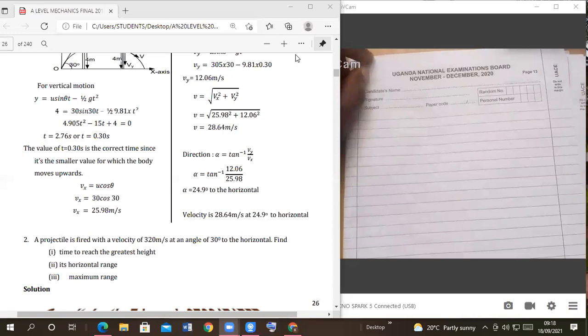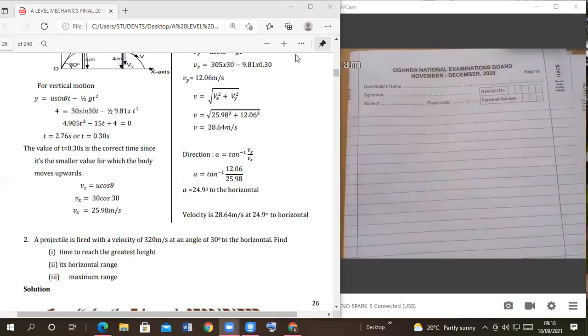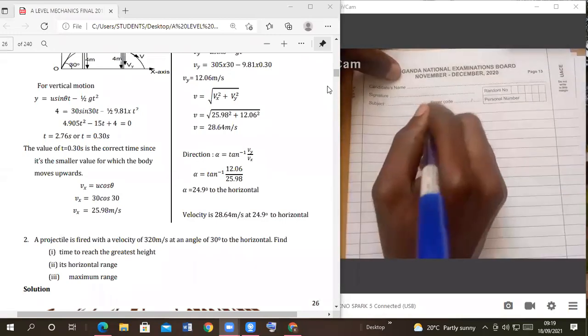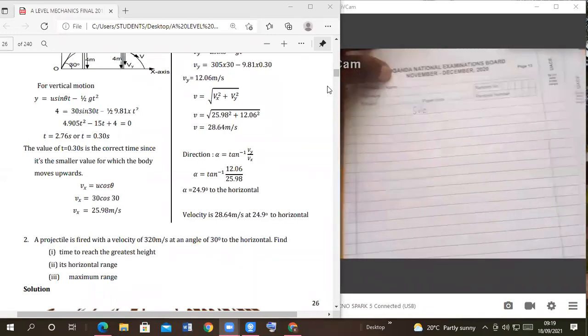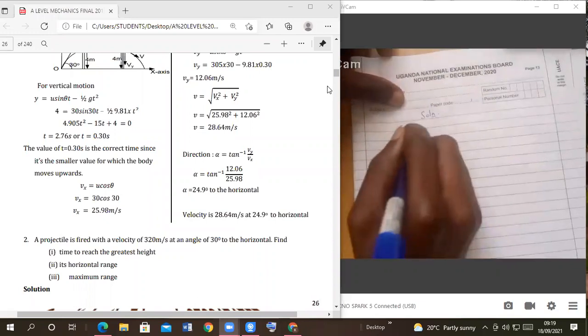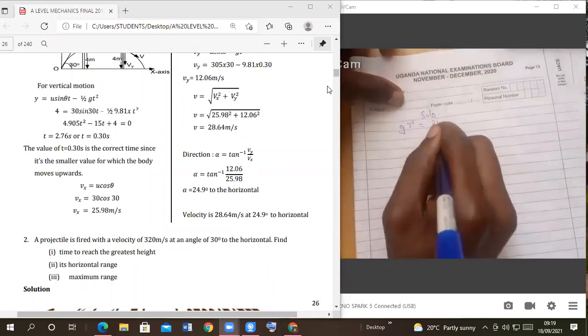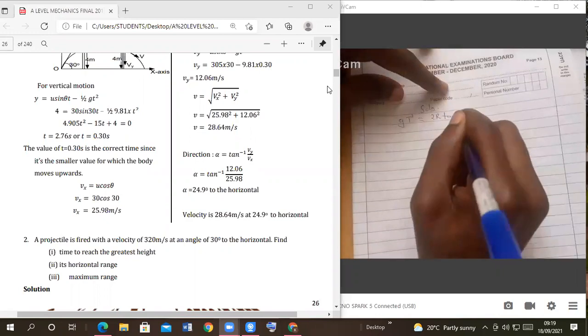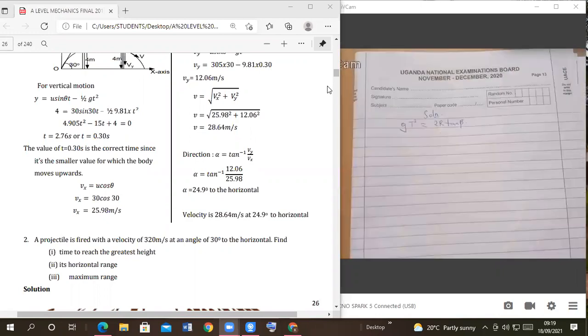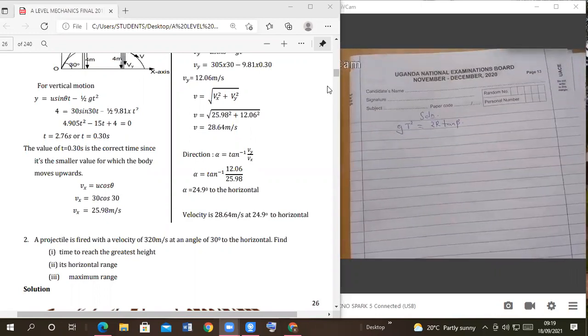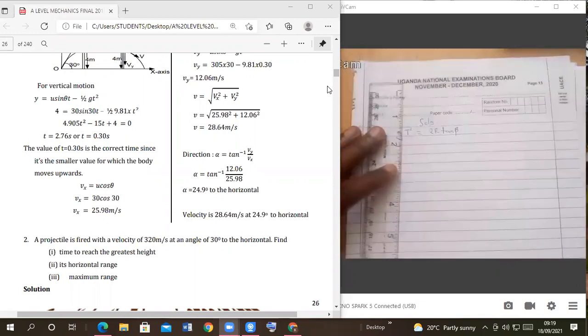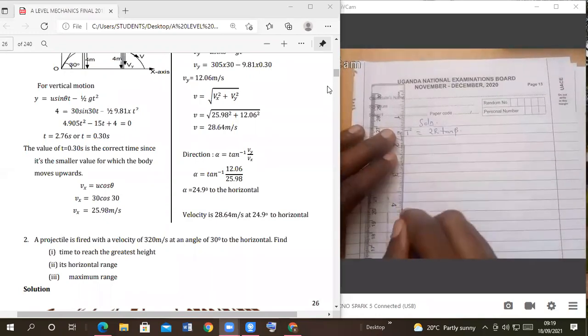Yes, teacher. Let's look at that question. Solution. So they want us to prove that gt squared is equal to 2r tan beta. That's what they want us to prove. So let's start by giving a simple sketch for that.